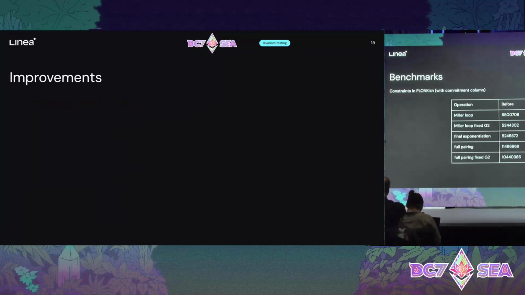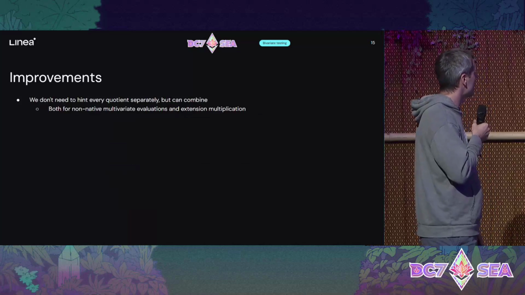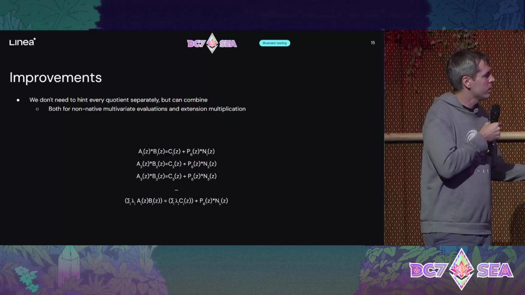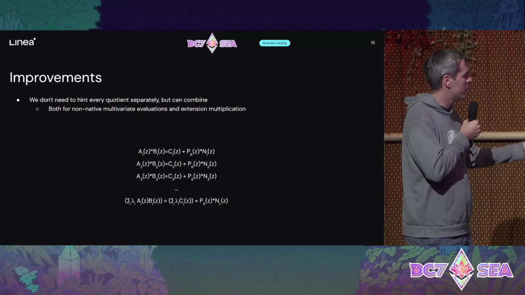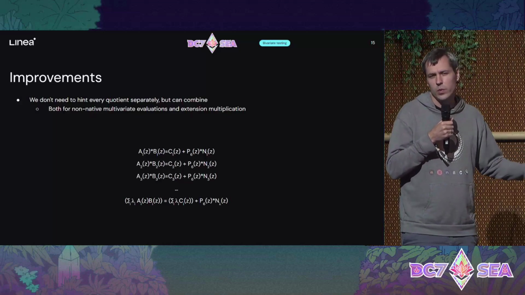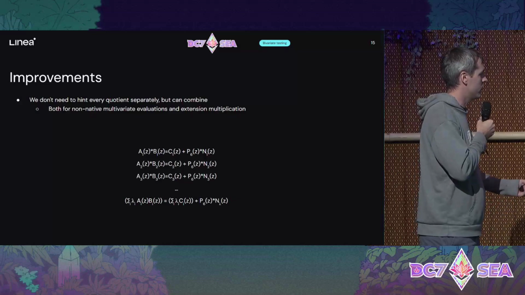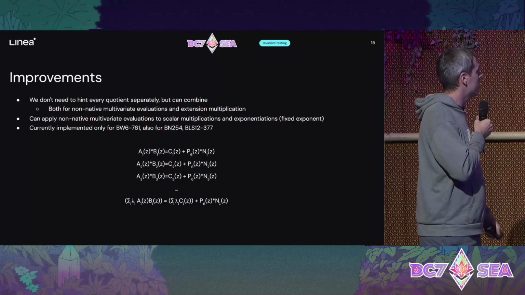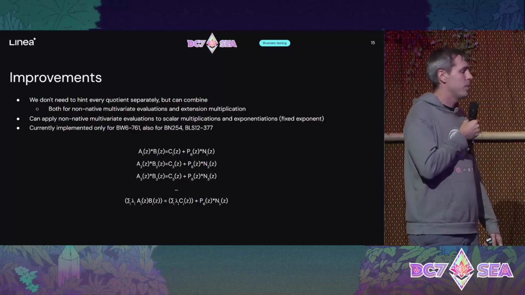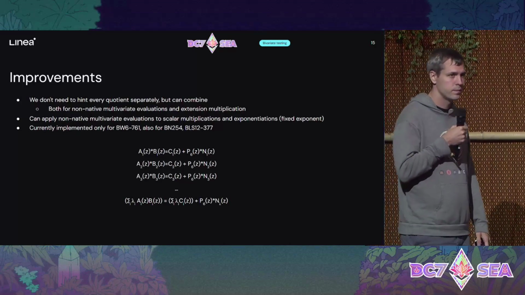But there are still some ideas we have for improving the performance. One of the things to notice is that we don't need to actually find every quotient. We just need to know that there is a quotient. So if you look at the random linear combination, then we can also provide a single quotient. And we can apply it also for different operations, and we can also apply the same technique for different curves. Thank you.